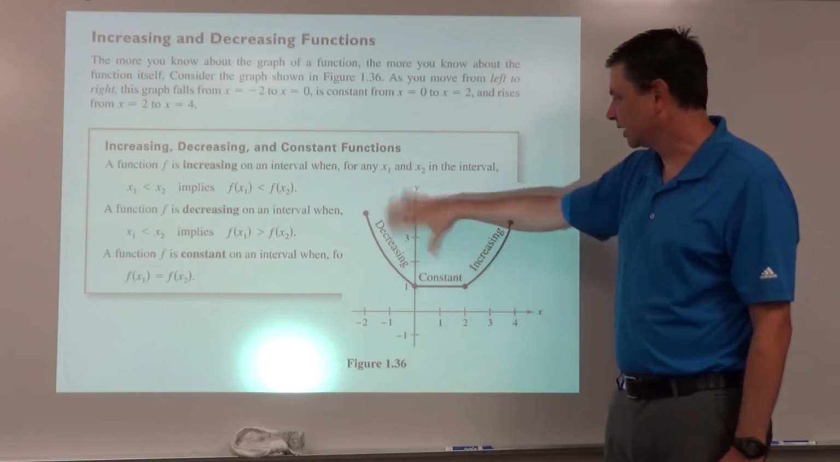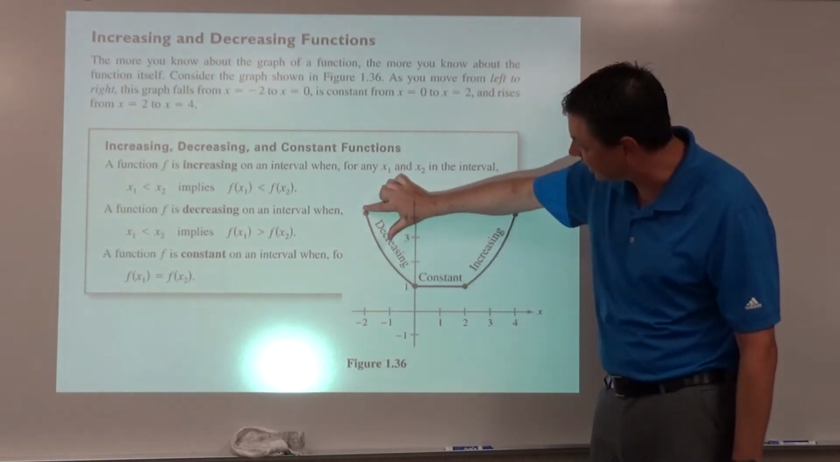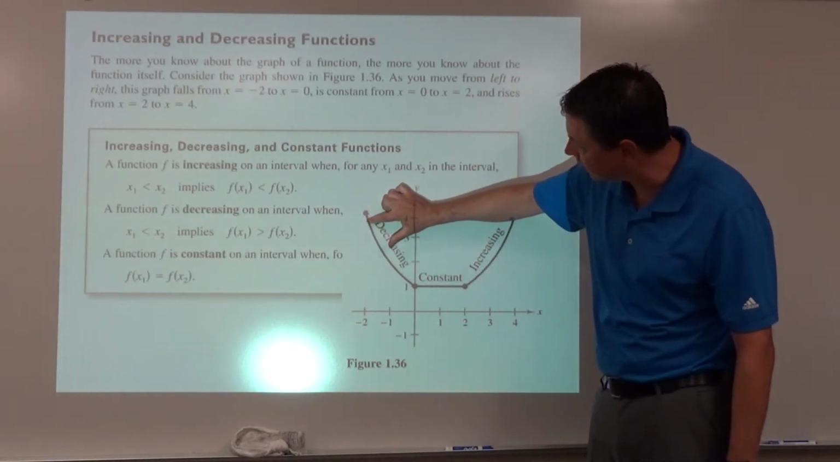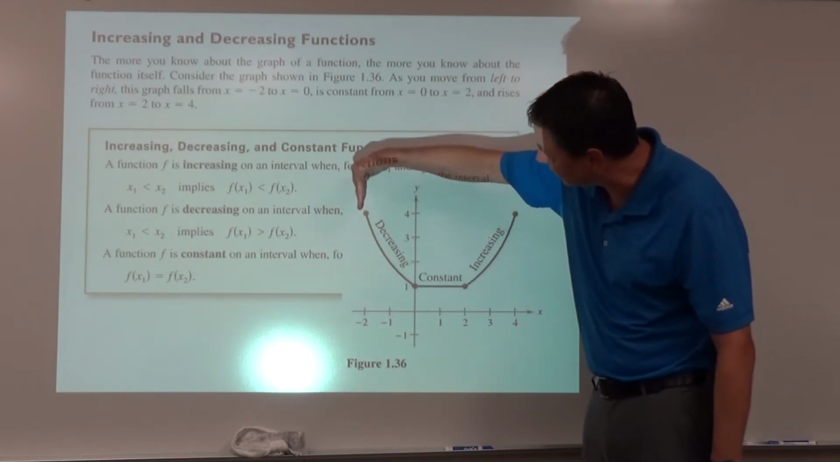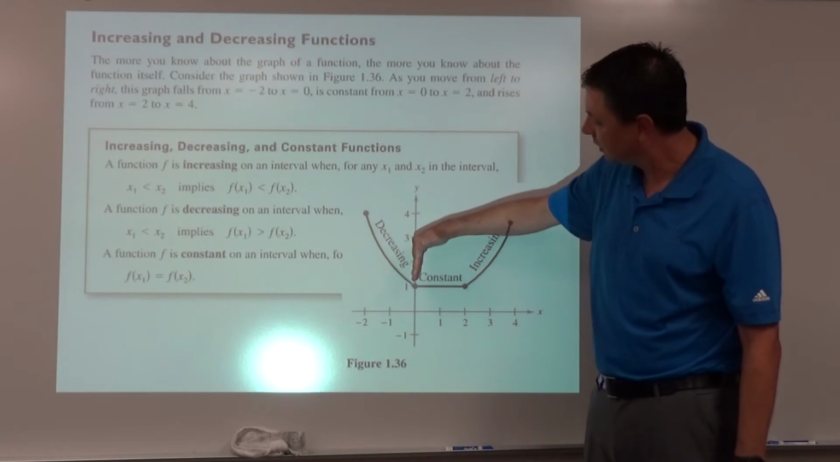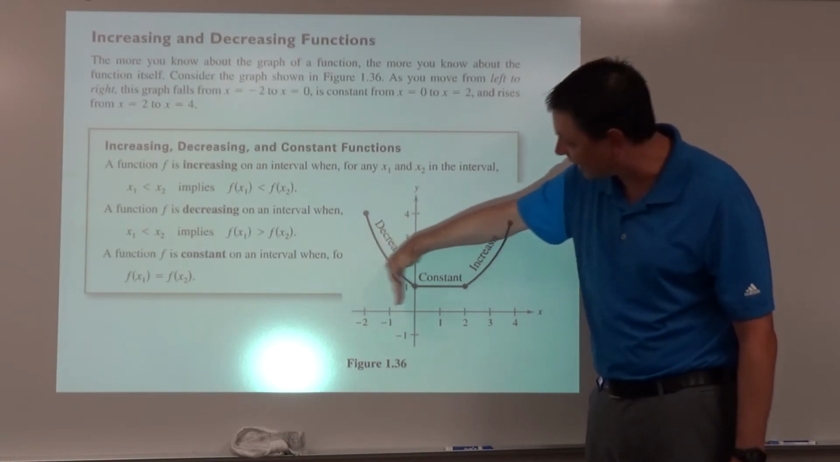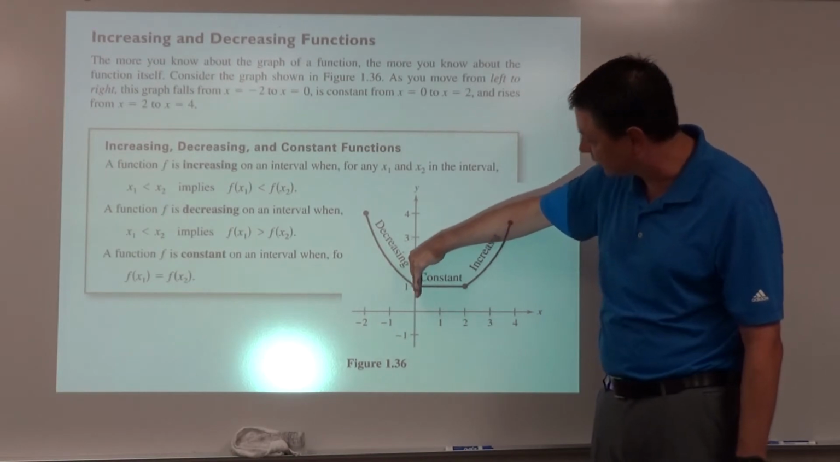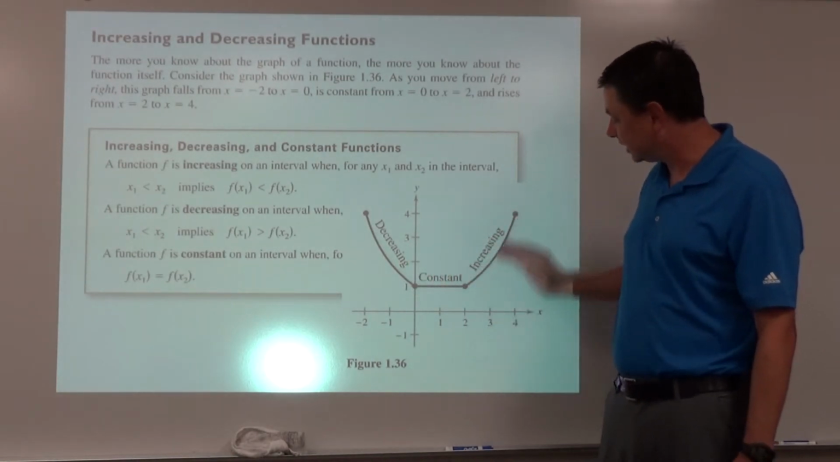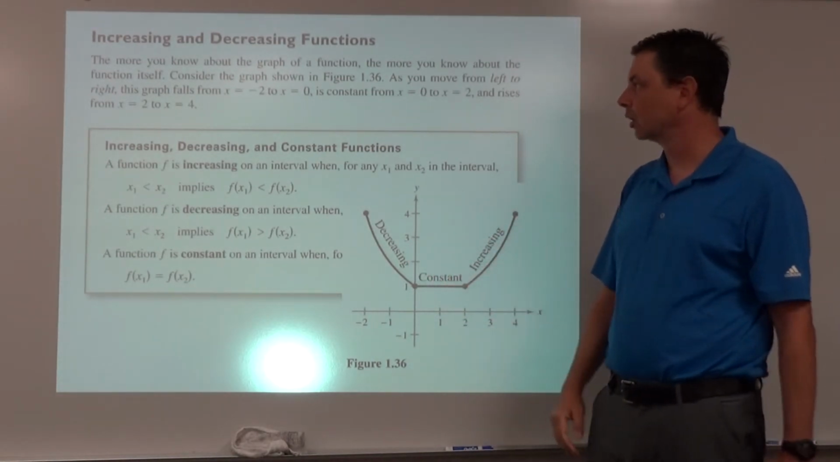Okay. So our example, something like this, it's decreasing here as we go from here to here, traveling to the right. It's going down, so it would be decreasing from -2 to 0, thinking of x-coordinates. It's constant from 0 to 2, and it's increasing from 2 to 4.